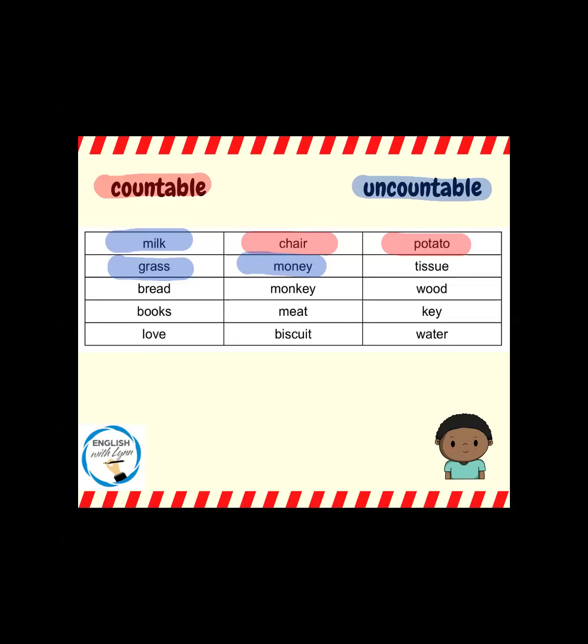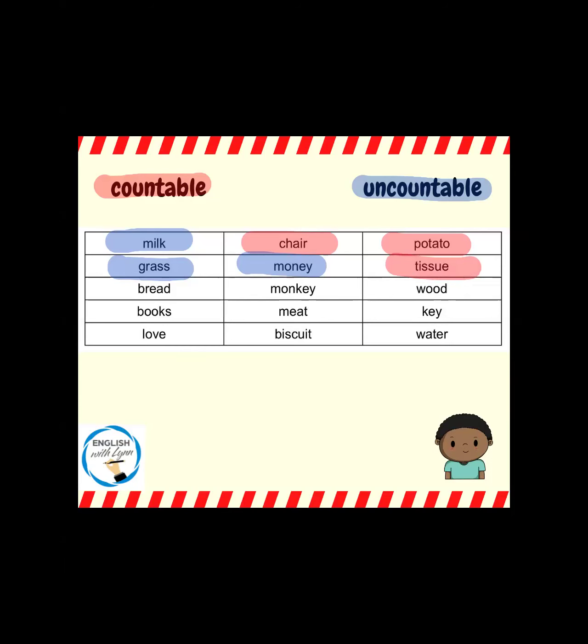Okay, so tissue. Well, I have a box of tissues and I can count them as I pour them out of the box. So I've got one tissue, two tissues, three tissues. So that is a countable noun.